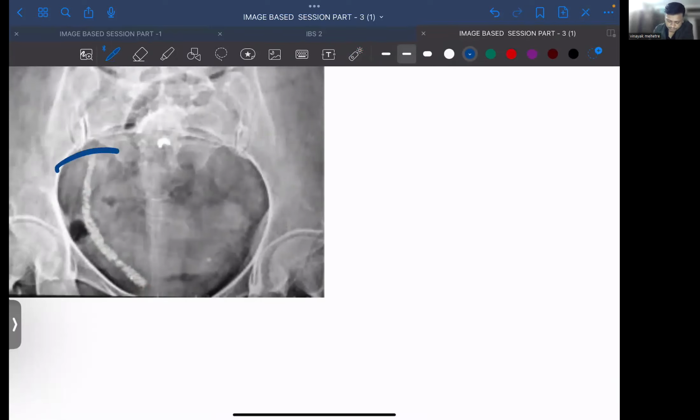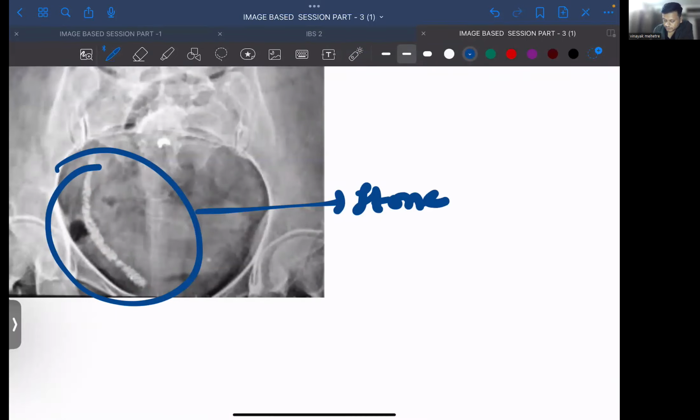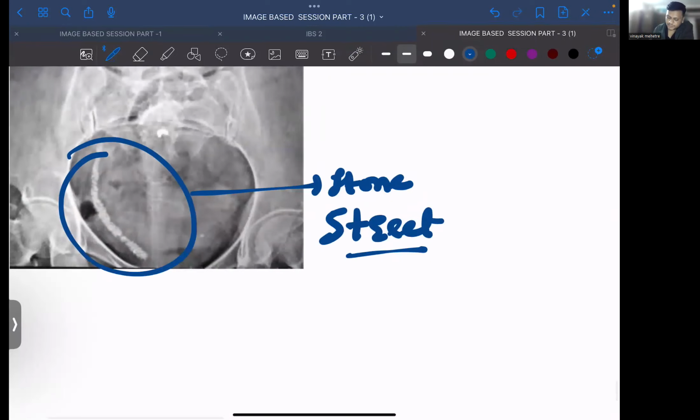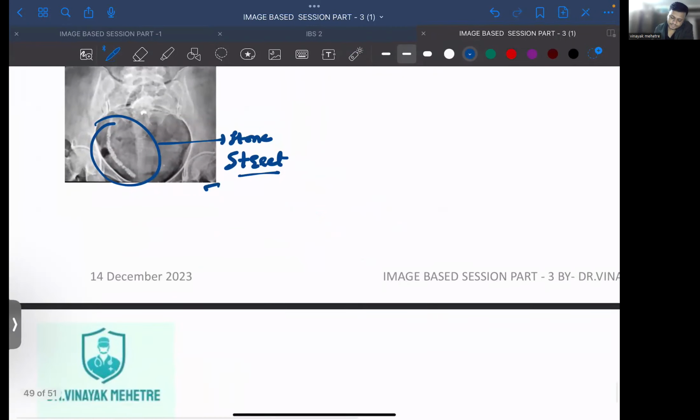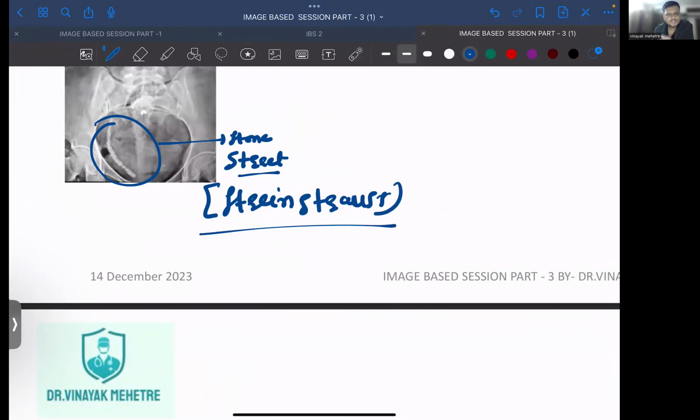What will we call this? It is called stone street. Now you know the fancy name. What is the fancy name? Steinstrasse. This is the complication.